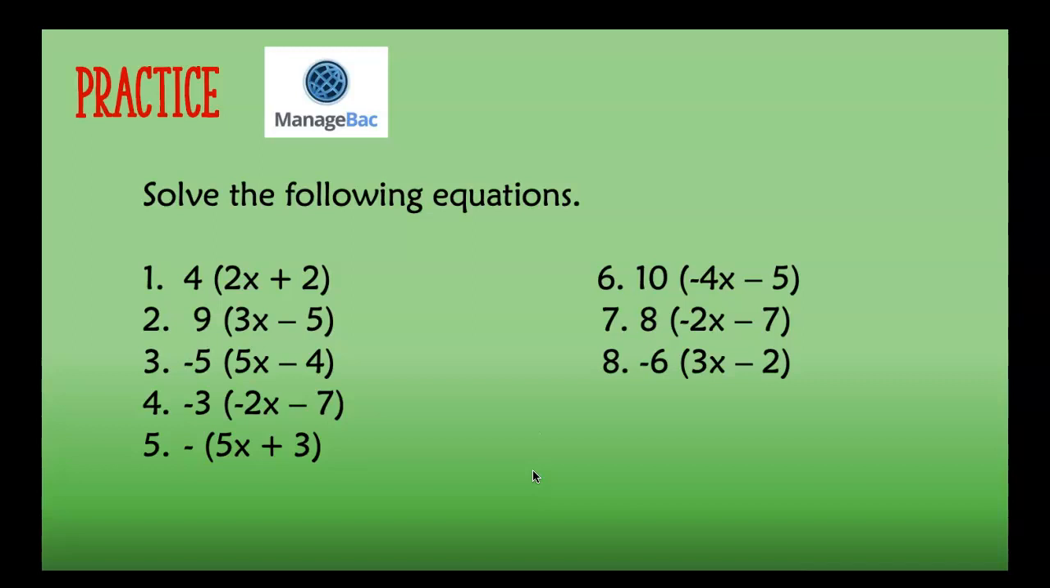Okay, so now I am going to share some solutions and then check if you got the same answer. Okay, for number 2, it's 27x minus 45. Number 4 is 6x plus 21. And number 7 is negative 16x minus 56.